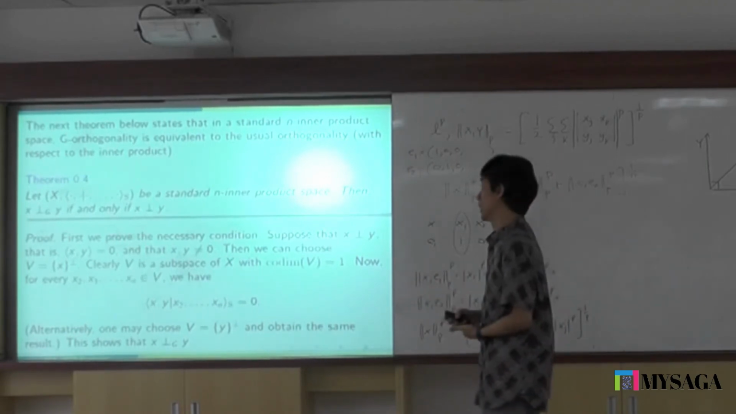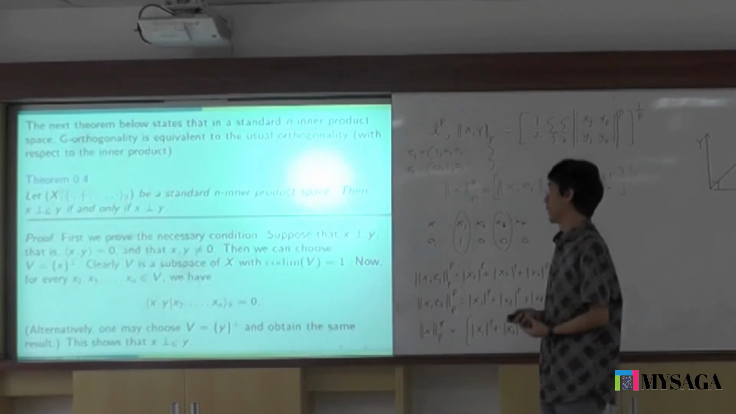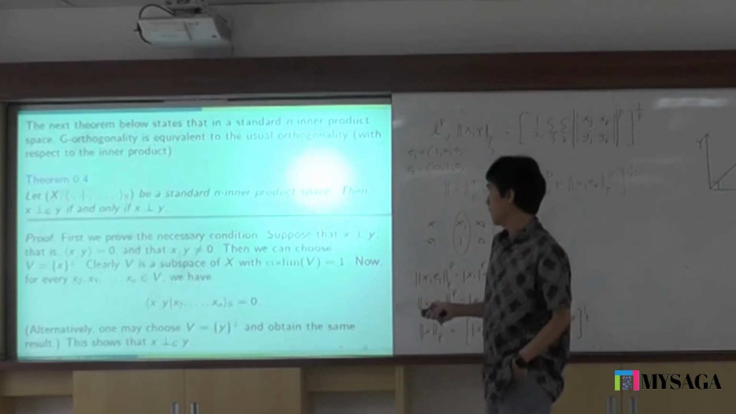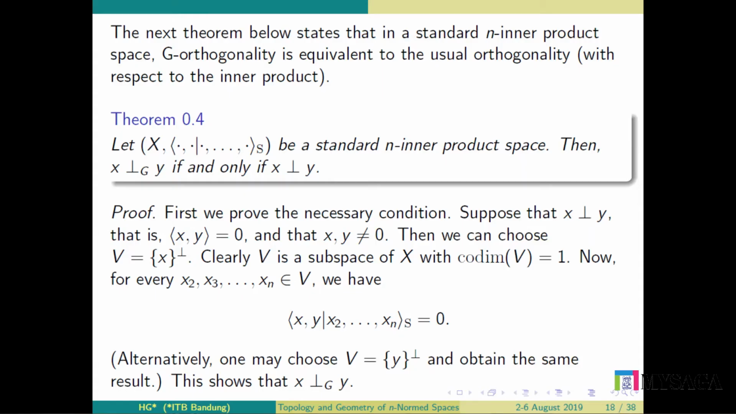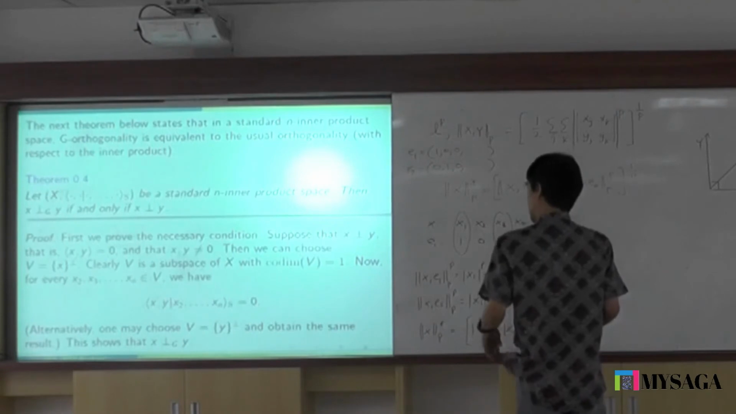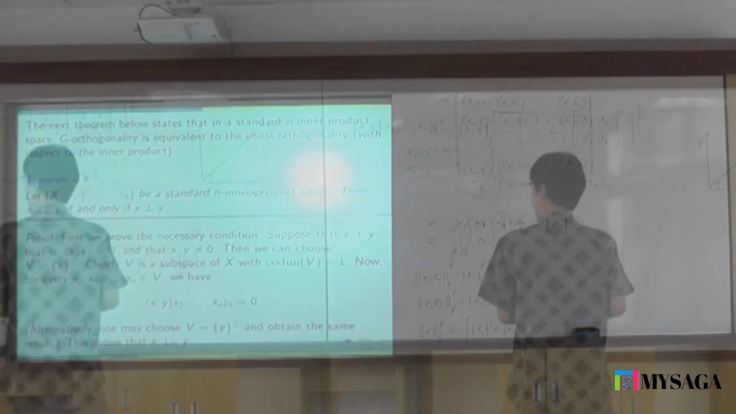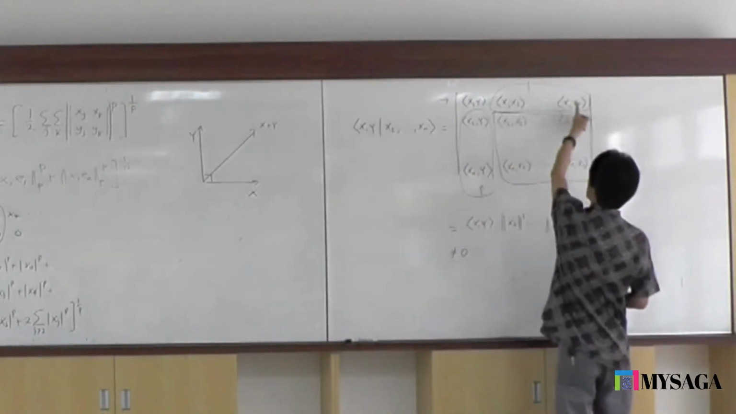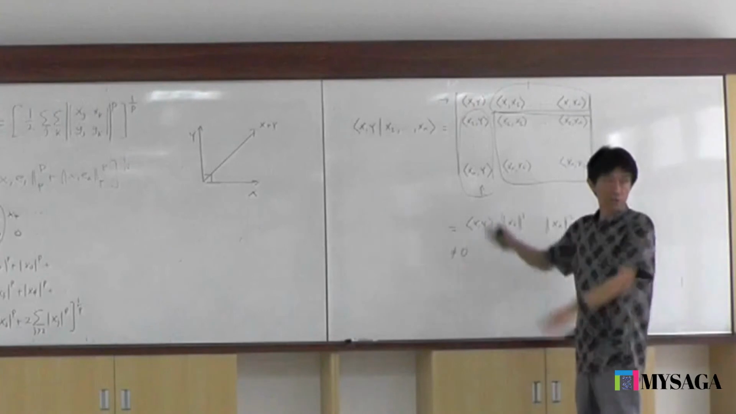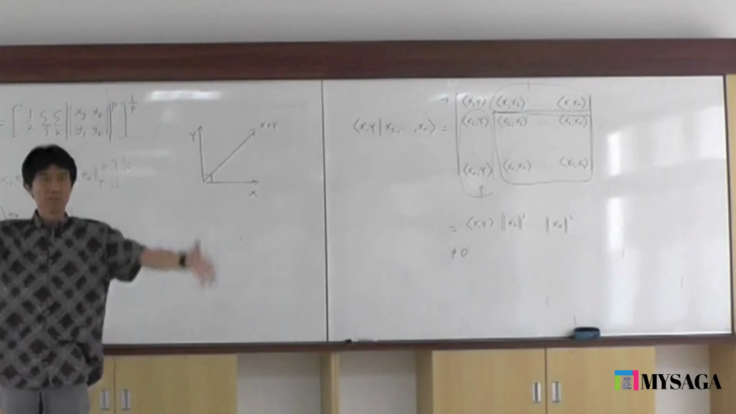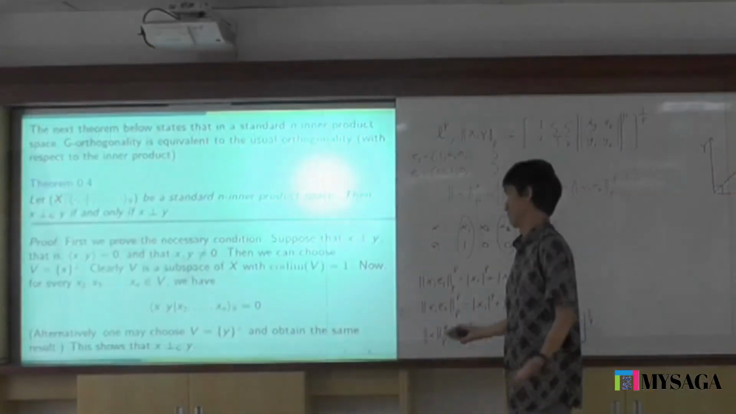So the orthogonal complement is of codimension 1. Now, for every x2, x3 up to xn in V, we have this is 0. Why? Well, everything is orthogonal to x, so these are 0, and that guy is also 0. So the first row is 0. Okay? So if the first row is 0, then the determinant is 0. So that's okay.